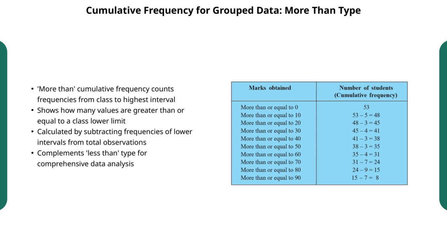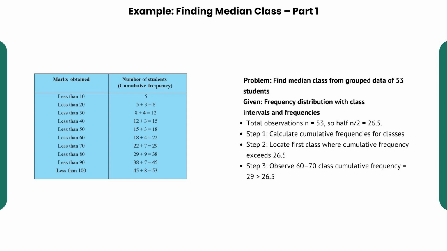Using both cumulative frequency types helps us get a complete picture of data distribution. It also provides options for various statistical analyses and graphing techniques. Understanding these will make calculating the median of grouped data more intuitive. Let's examine an actual example to find the median class in grouped data of 53 students.